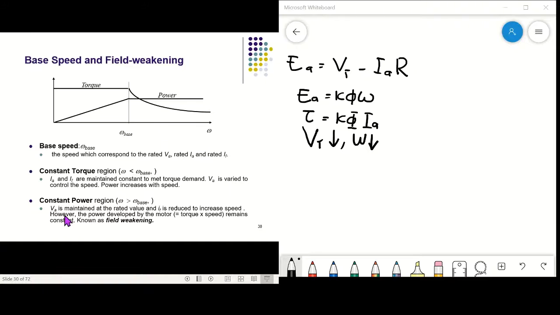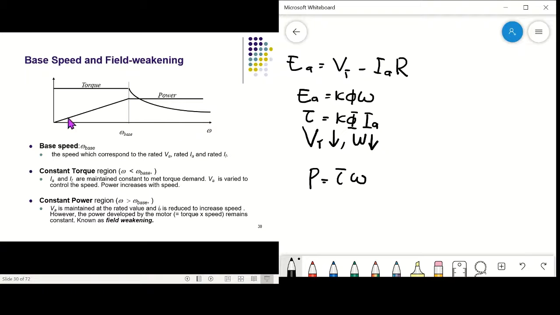VA is maintained at the rated value and IF is reduced to increase speed. However, the power developed by the motor, power developed P equal to torque times omega, remains constant, known as field weakening method.